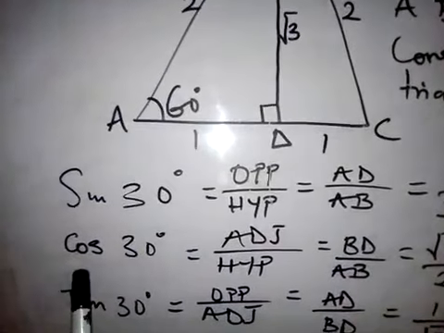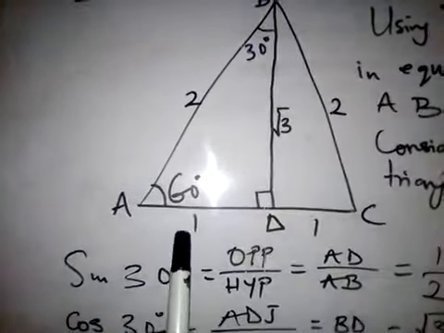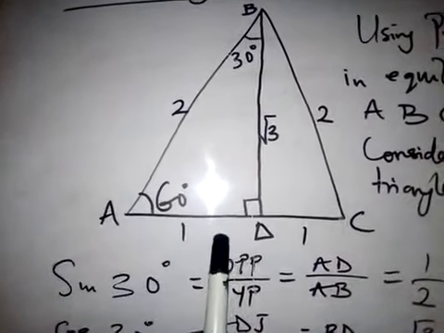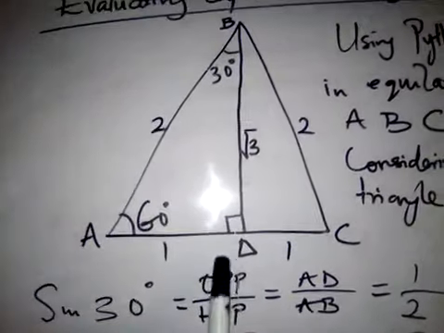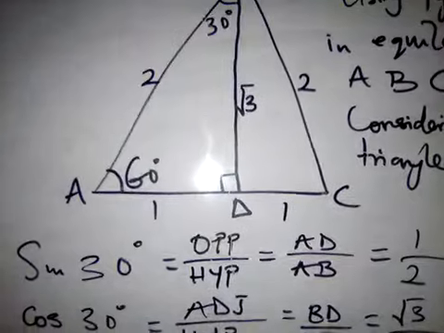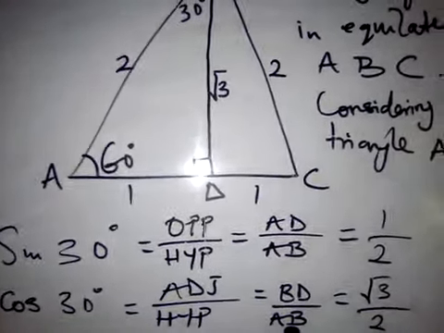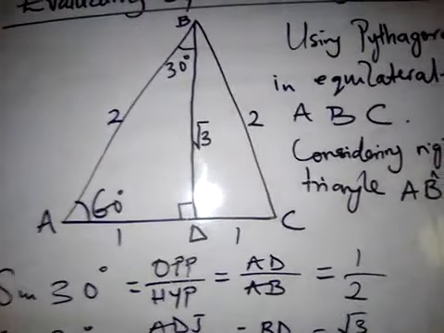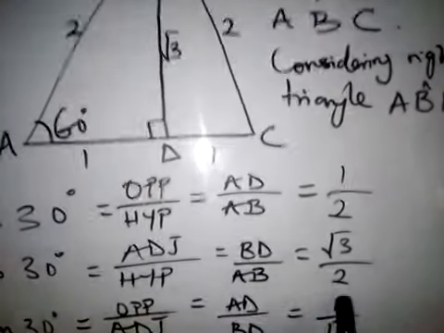Cos 30 is what? Adjacent over hypotenuse. So from the triangle here, what is our adjacent? Our adjacent is BD, right? Our adjacent is BD, while our hypotenuse is still AB. So what is the value of BD, which is the adjacent? Root 3 over AB, which is what? 2. That's it. That's why we have this.